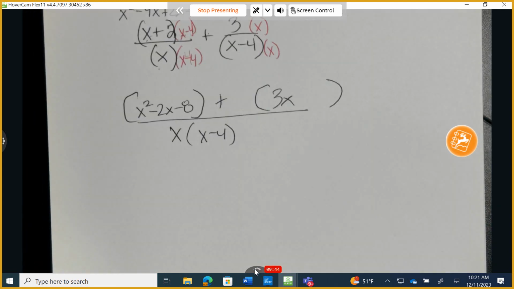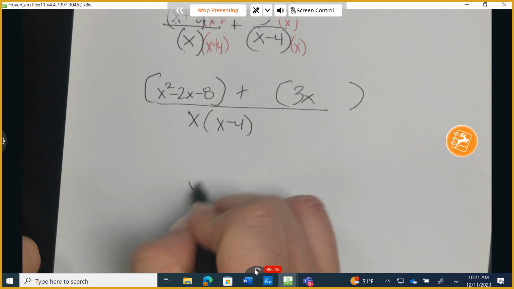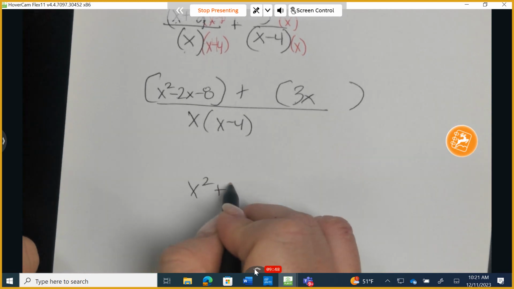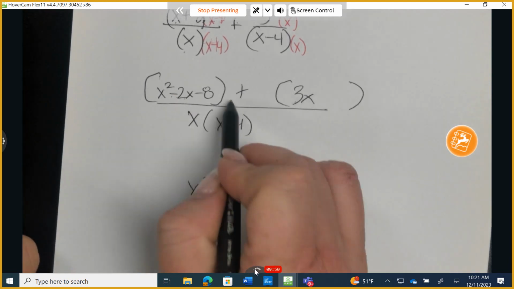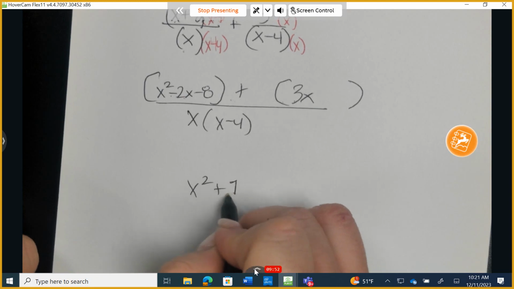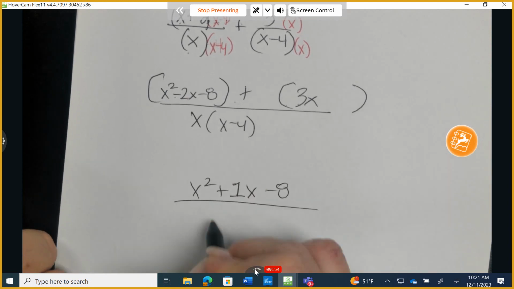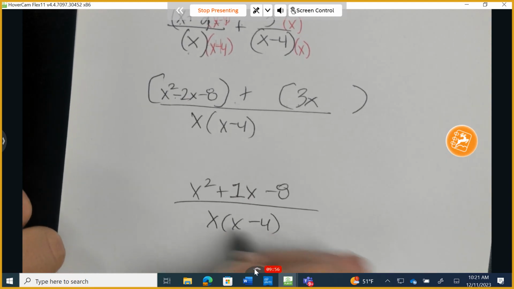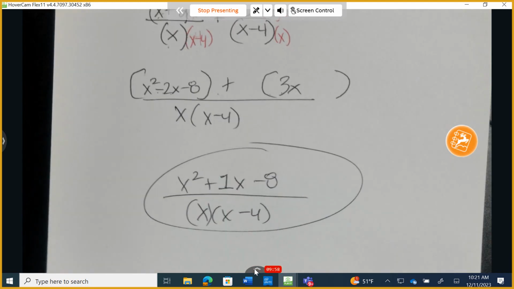Now when I combine like terms in the numerator, I have x squared plus, well, negative 2x and positive 3x is a positive 1x, minus 8. That is not factorable. This is my final answer. This is simplified. It is my final answer.